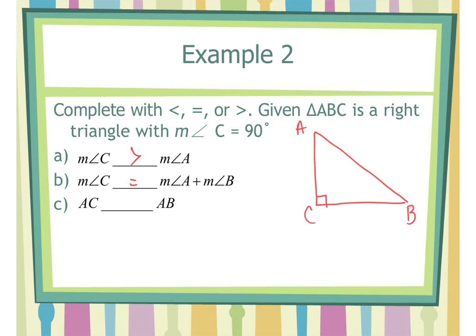Now, how does AC compare to AB? It's less than. Why? Because the opposite angle of angle C, which is 90 degrees, is AB, and angle C is the greatest angle measurement. So we know that B and A are acute, so they're smaller than 90, so AC, which is across from angle B, is less than. Excellent, okay? AB is the longest side because angle C is the largest angle. Okay, let's go on.